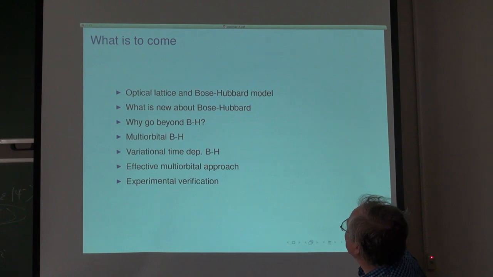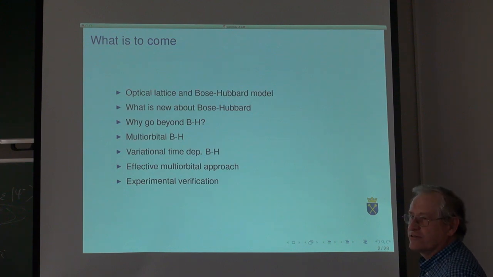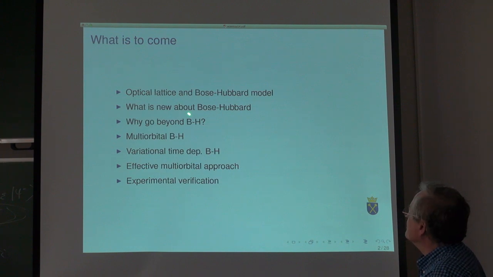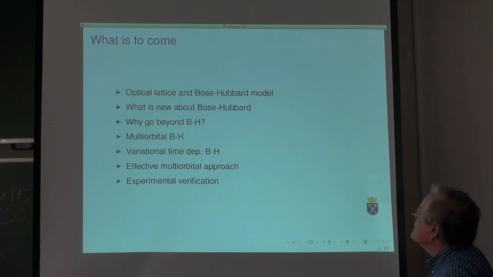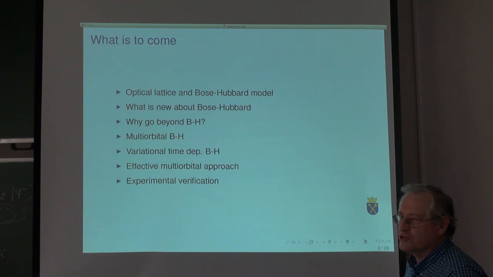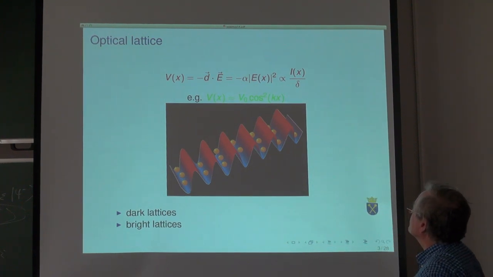So what I would like to talk about is, well, make some kind of introduction to the Bose-Hubbard model. To say something which we did recently about the standard Bose-Hubbard, which may be a little bit surprising, and it's simple. So just to have something simple. And then there's some motivation why to go beyond Bose-Hubbard, and I would like to present at a glance two approaches which are possible. One is the variational time-dependent approach, which is not ours, and which does work. And an effective multi-orbital approach, which we did something with, and which also is not working. So then there will be some conclusions.